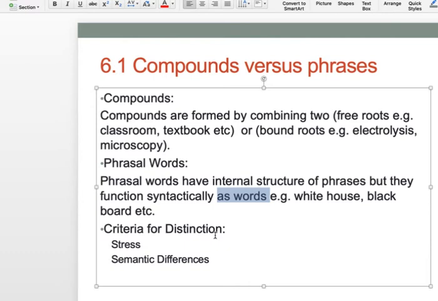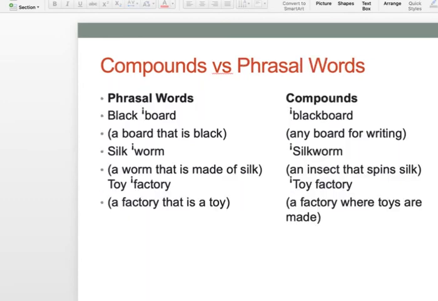Now what we could gather, at least you can see in White House there is a space in between. In classroom and textbook there is none, although space is no criterion, it's just to make you see a difference. How do we distinguish between a compound and a phrasal word? There are two criteria that we use: stress and semantic differences. Now we will see them one by one in detail. Okay, compounds versus phrasal words.